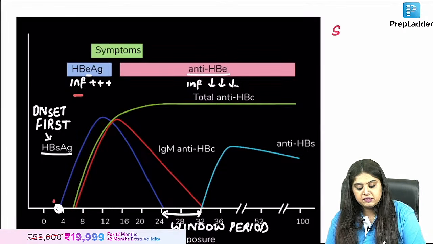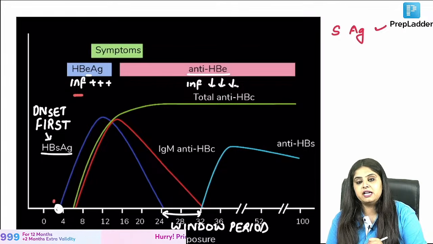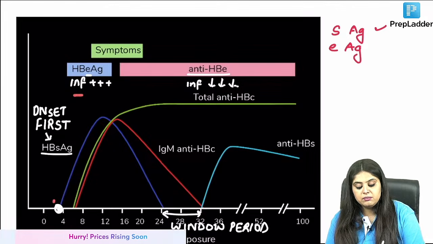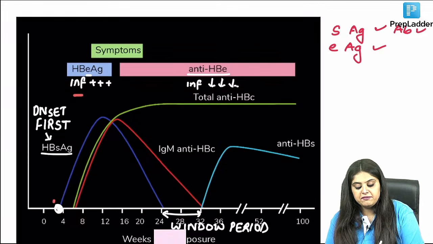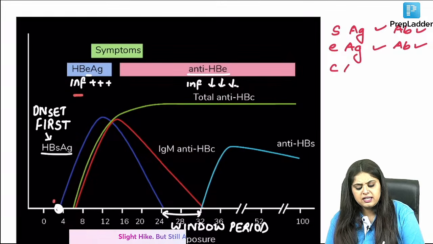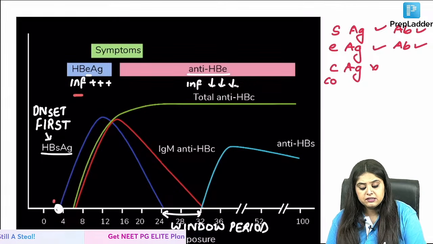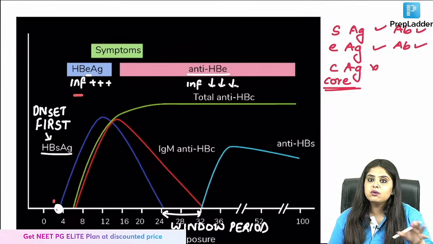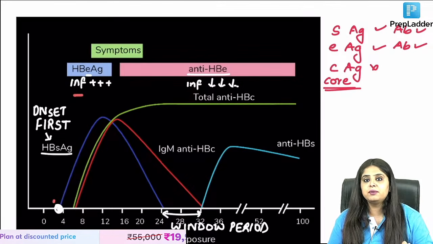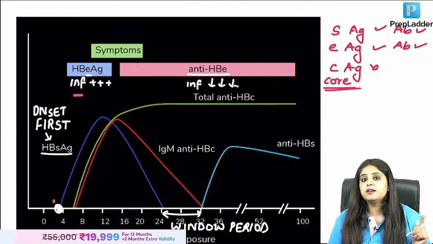So the surface antigen story is matched with its antibody. The E antigen story is matched with its antibody. I have found their antigens and antibodies. C antigen I am not finding, because does C antigen come in the blood? No. C is core antigen. Core will remain in the core of the virus. It will never come out in your blood. It's in your body, but it will never come out in the blood.